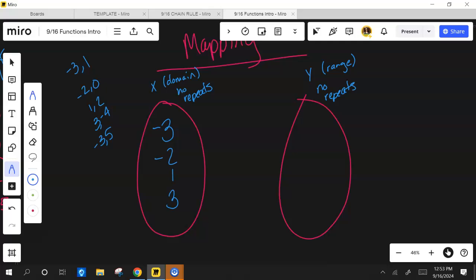So literally just put what I put. All right. Put all the Y's. 1, 0, 2, -4, 5.